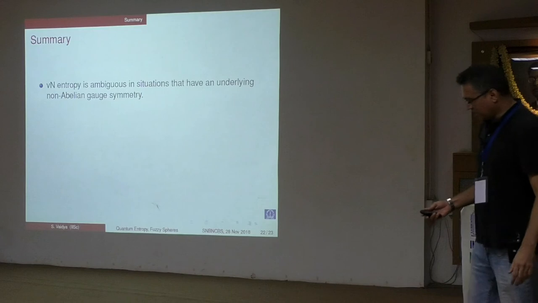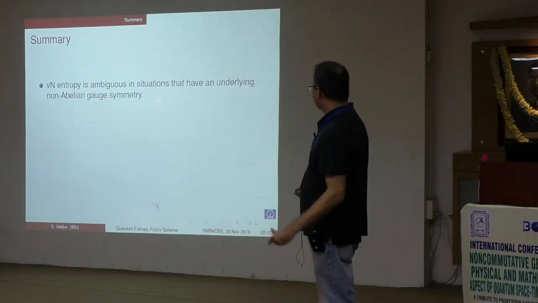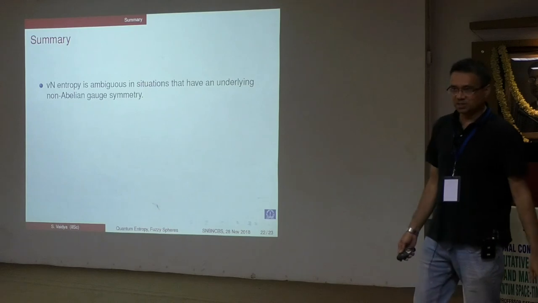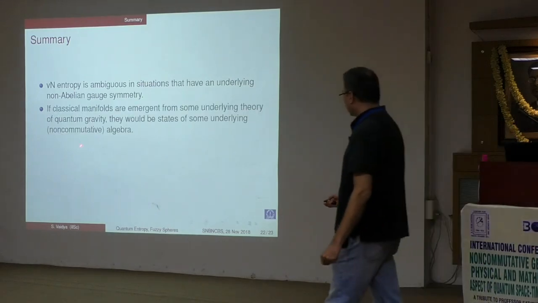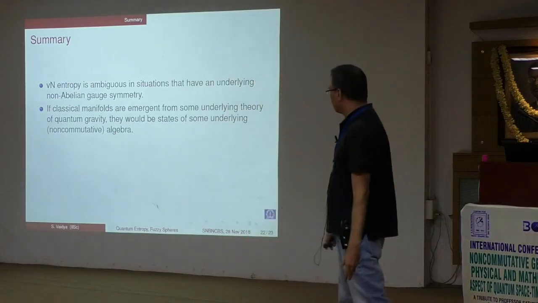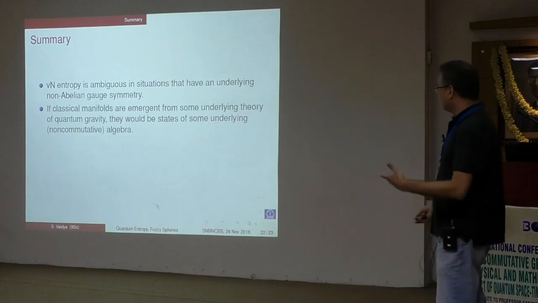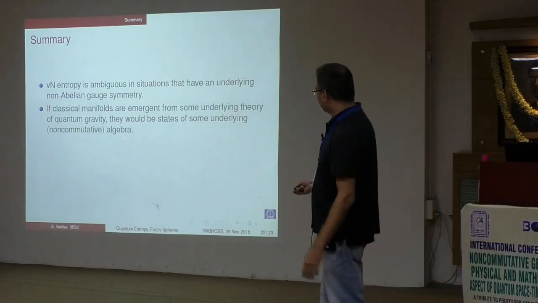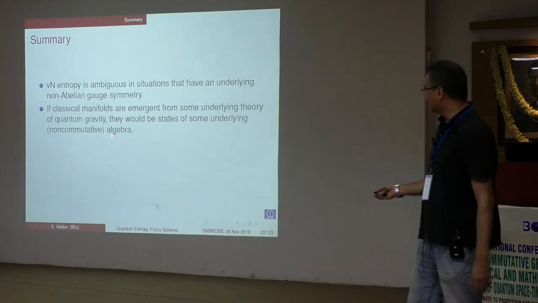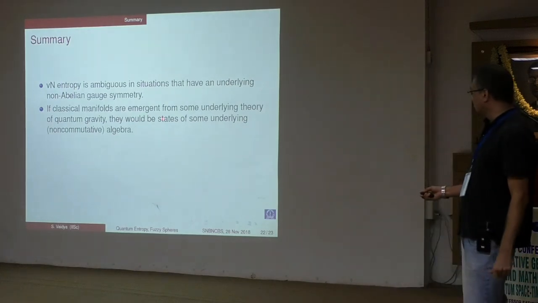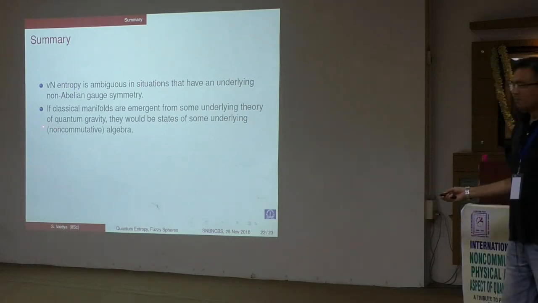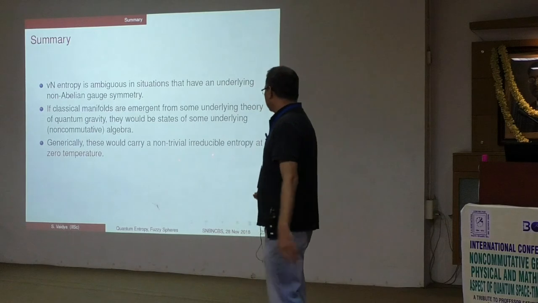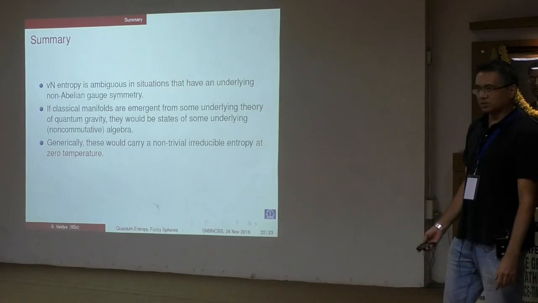So I'd like to summarize now. The von Neumann entropy is ambiguous in situations where we have an emergent non-abelian gauge symmetry, like I showed you. In classical manifolds, if they are emergent from some underlying theory of quantum gravity, there would be states of some kind of non-commutative algebra. There is no proof for this, but irrespective of your favorite approach to quantum gravity, most people believe in some version of this statement. And generically, this non-trivial entropy would persist even at zero temperature.